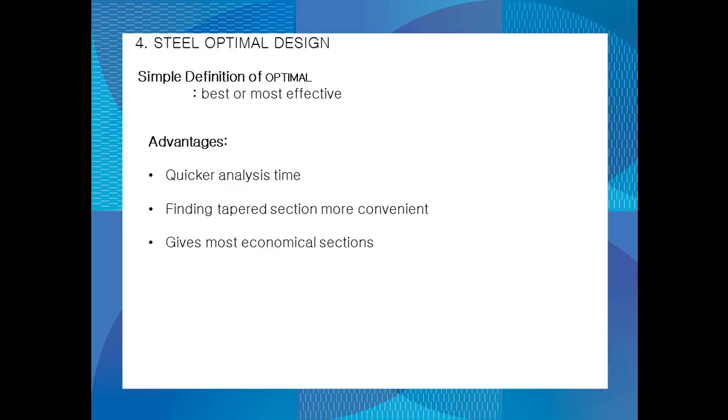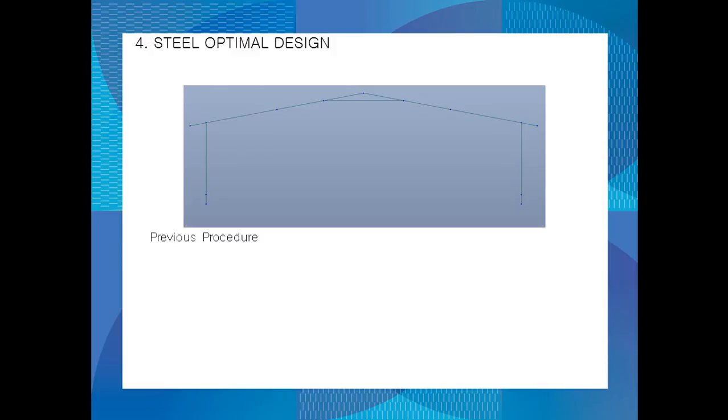It also gives the most economical sections. And of course, if it gives economical sections, lighter weight means less base shear, which is good because earthquake is less of a factor in the structure. So my previous design, what I used to do is pretty much something like this.